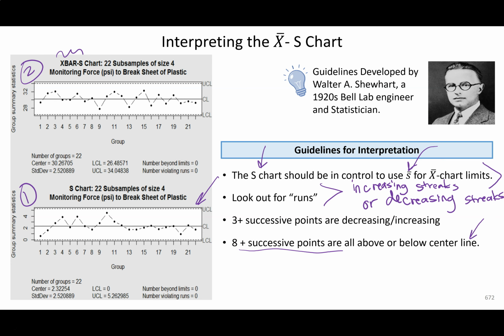This is definitely a good reason to stop and look at the process, troubleshoot. So each industry might have their own protocols. They might decide, you know what, 3 or more successive points decreasing or increasing, that's a concern. They might say, you know what, 8 or more successive points above or below, that's too many. Maybe we want to stop if we have 6 or more. That kind of idea.